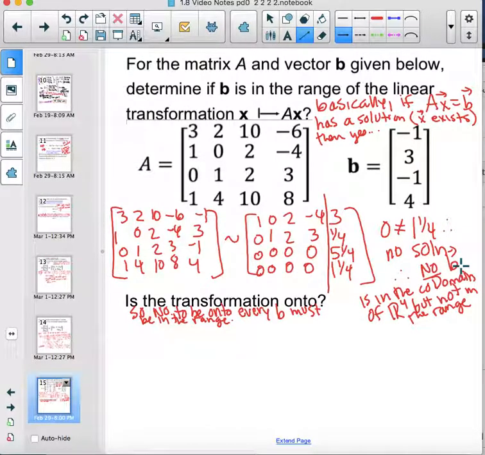That means there's no b. The b is in the codomain, but it is not in the range. So no is the answer because b is in the codomain of R4, but not in the range. Is the transformation onto? Well, no, to be onto every b must be in the range.